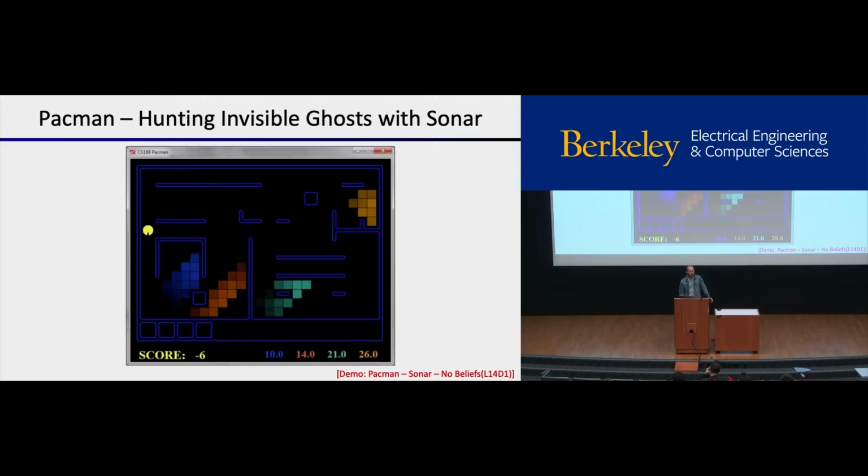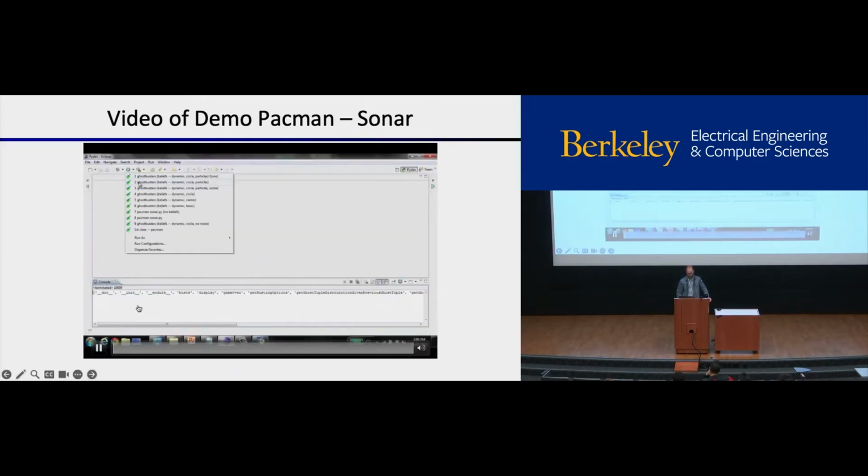But Pac-Man's not observing this state fully. He's only getting evidence about the state. Certain states are more likely to give him certain values of this evidence variable, and so he can see those values and then infer back to which likely states caused it. And he can see the distance approximately and the direction approximately to all four of these ghosts. But his sonar is noisy. So here's a video of it.